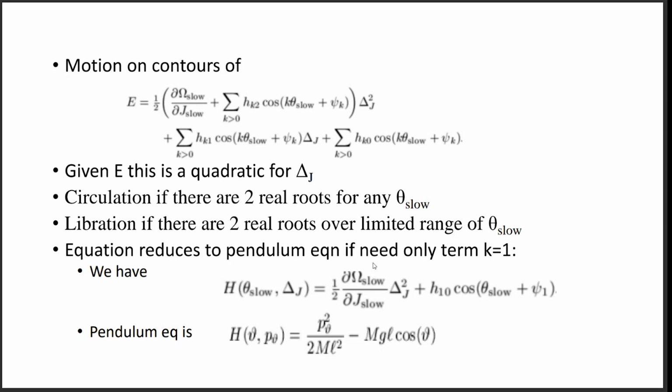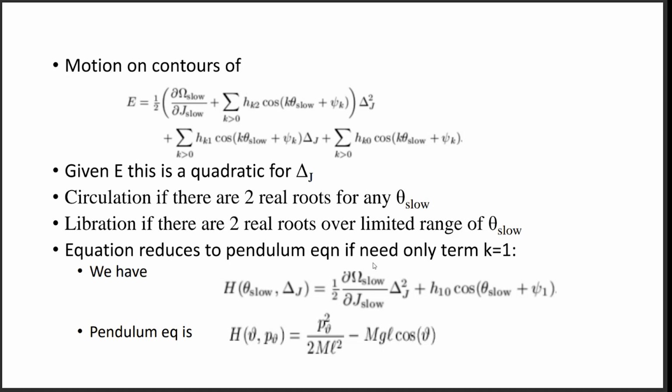If there are two real roots to the quadratic for any value of theta slow, it means that theta slow goes from 0 to 2 pi, but it goes from 0 to pi to 2 pi back to 0, it goes round and round, as we have what's called circulation. Well, obviously, if there are two real roots for only a limited range of theta slow, then theta slow goes from, say, 0 to some maximum value, without reaching 2 pi, and then it comes back down through 0 and then down to a smallest value, and it just oscillates in a limited range, and that's what's called libration.